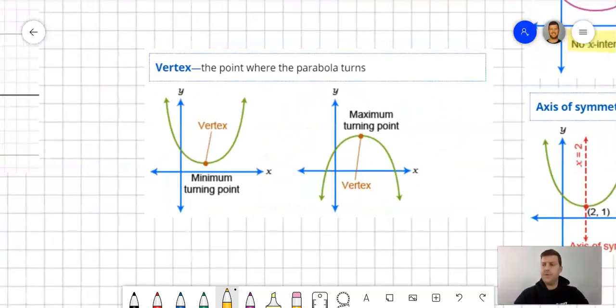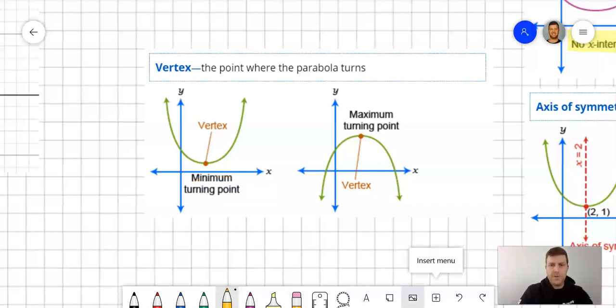The next thing, the fourth thing I'm going to just touch on, is the vertex. Now, the word vertex is interchangeable sometimes with the turning point, so that people might refer to it as the vertex or the turning point. Now, the vertex or turning point is where that parabola begins to turn around. Okay, so you can see in both of these examples, there's a little dot at that point. This one on the left, the first example, is said to have a minimum turning point.